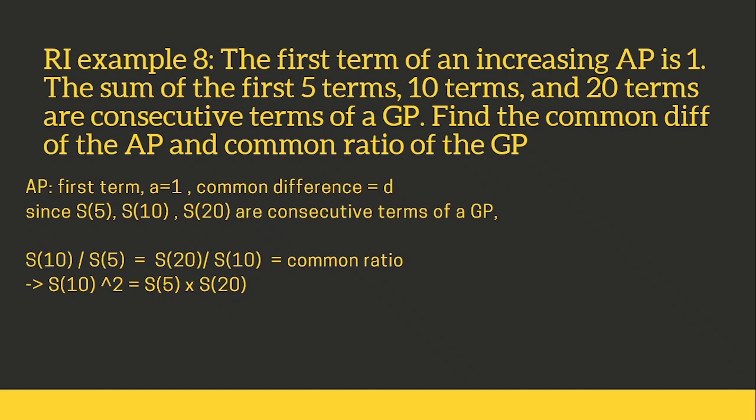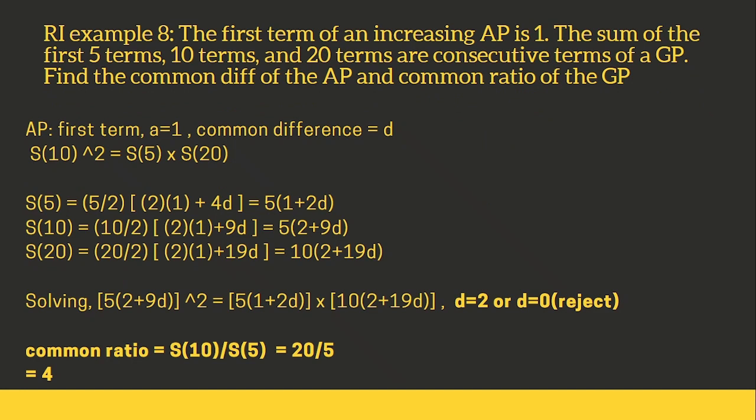Then since S5, S10, and S20 are consecutive terms, it means that S10 divided by S5 is the same as S20 over S10, and all this is equal to a common ratio, because these are consecutive terms in the geometric progression. So if we cross multiply, you'll get the sum of the first 10 terms squared equals the sum of the first 5 terms times the sum of the first 20 terms. And so we lay out all the information and express our S5, S10, S20 in terms of d. Using the formula n over 2 times (2a plus (n minus 1)d), that's how you get S5, S10, S20.